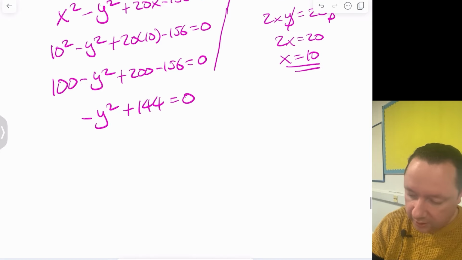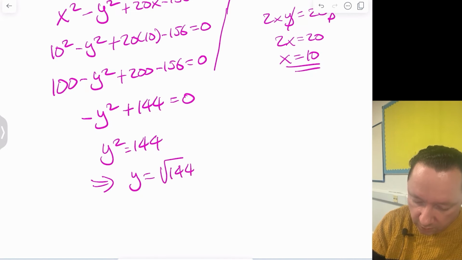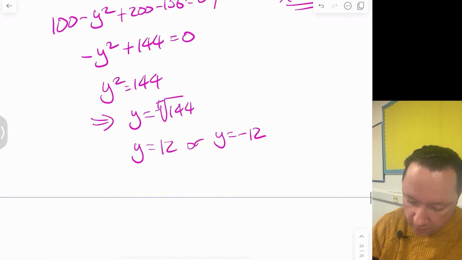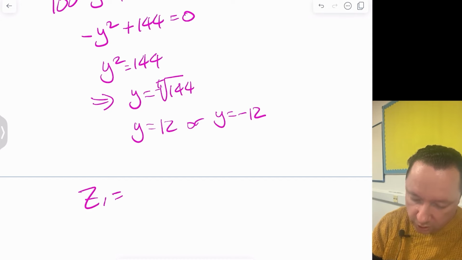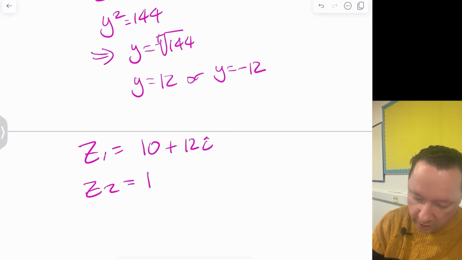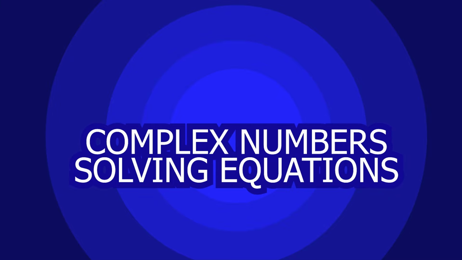You can solve that directly or with double brackets, it's your choice. I'll just do it directly. y squared is 144. That implies y equals the root of 144, but plus and minus. So y equals 12 or y equals minus 12. z is x plus iy. So z1, the first solution, with x as 10, is 10 plus 12i. And the second solution must be the complex conjugate, which is 10 minus 12i. Two solutions for a quadratic, so we're done there.